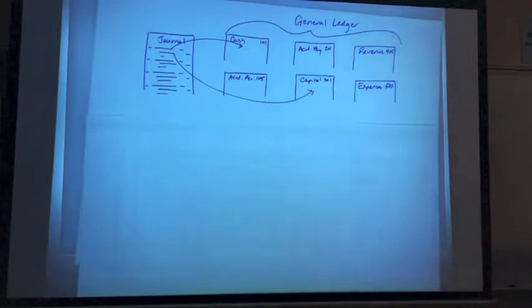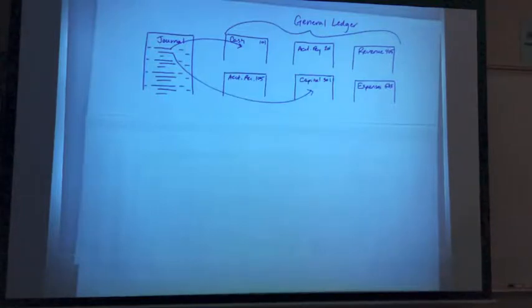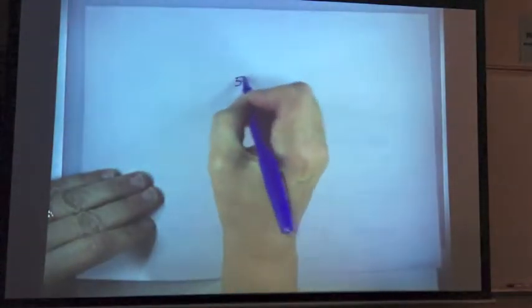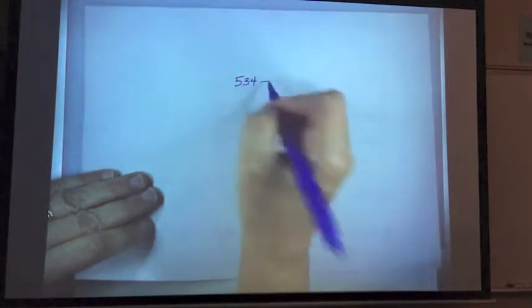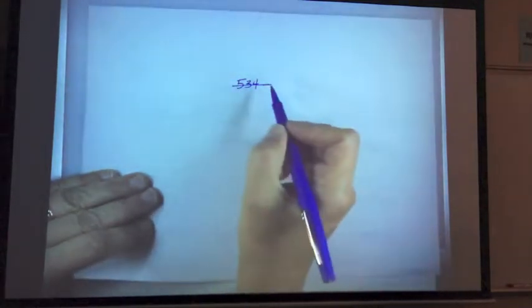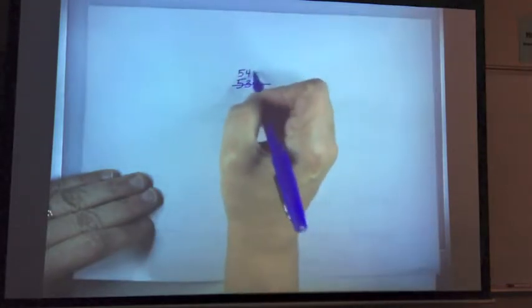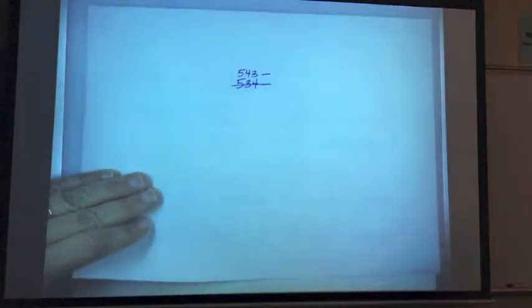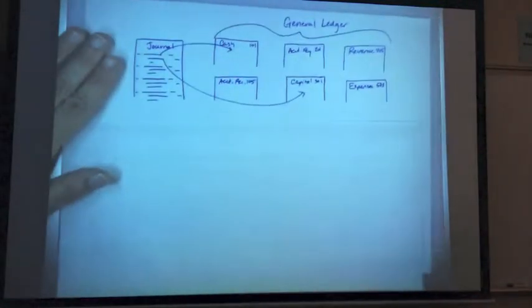Okay, this short little video covers the last section of Chapter 7, and that has to do with correcting entries. As I've mentioned in the past, when you have an error and you catch it right away, there's an easy way to fix it. Maybe you wrote 534 and it should have been 543. Just draw a line straight through it and write the correct amount above, or write it where it's supposed to be. However, there are some instances when you don't catch it right away.